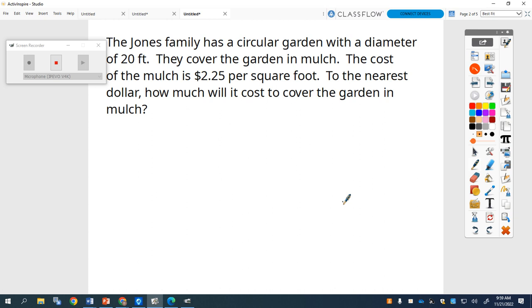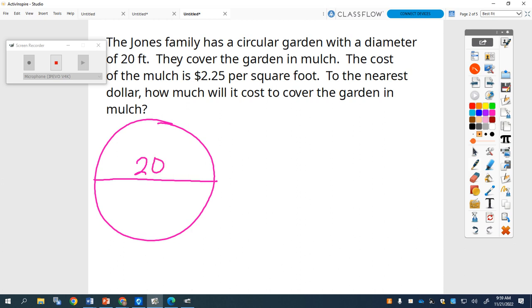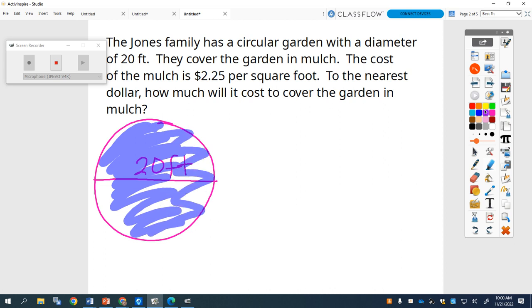So, first of all, again, Mrs. Parkin always likes to draw things out. So here's my circular garden, and here's the diameter of 20 feet. Now, it says we want to cover this in mulch, right? So that means I'm going to cover this. So I need to find the what of this circle? The radius. Okay, but why do I need to find the radius? Because I'm looking for that area.